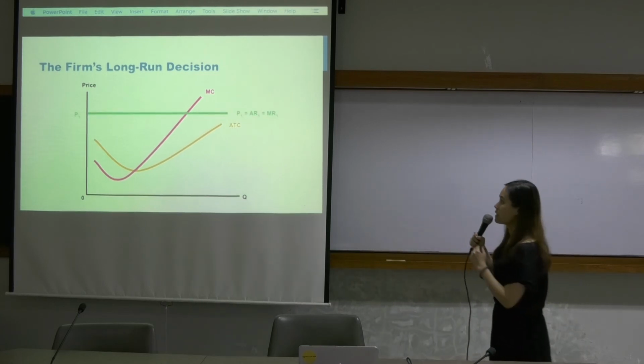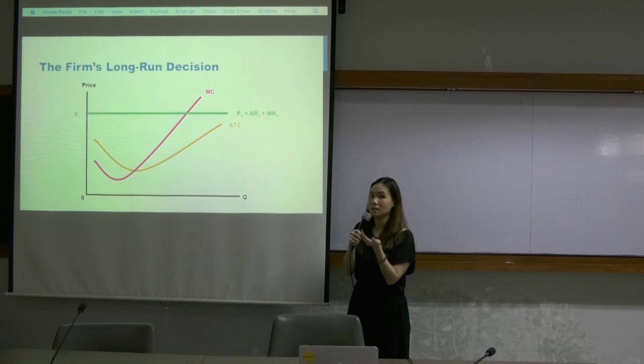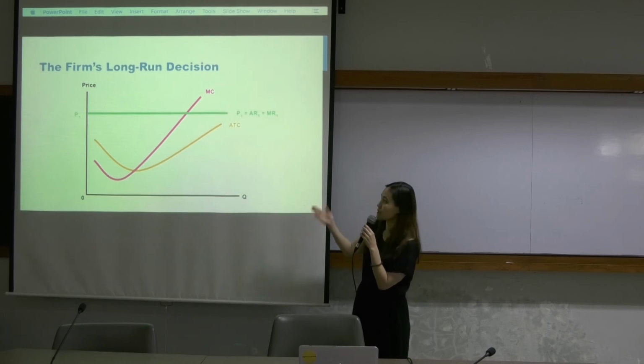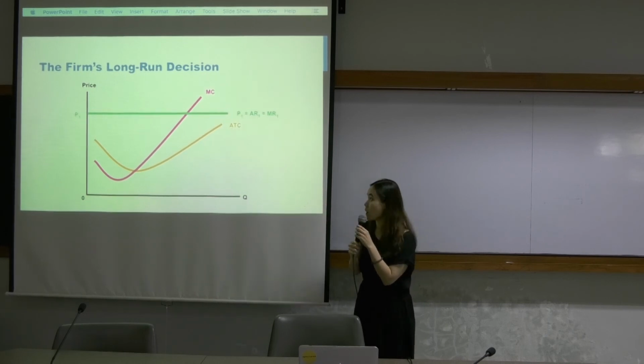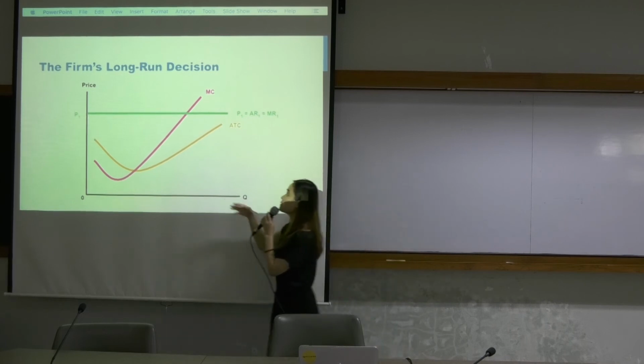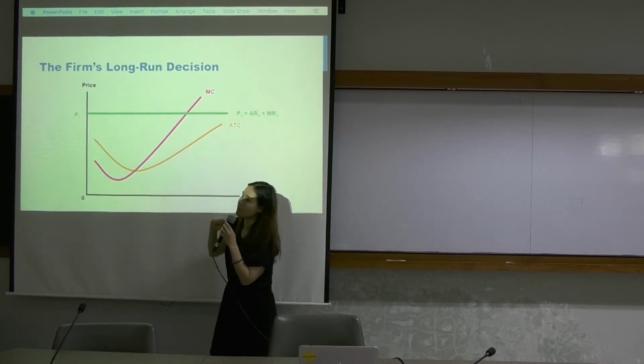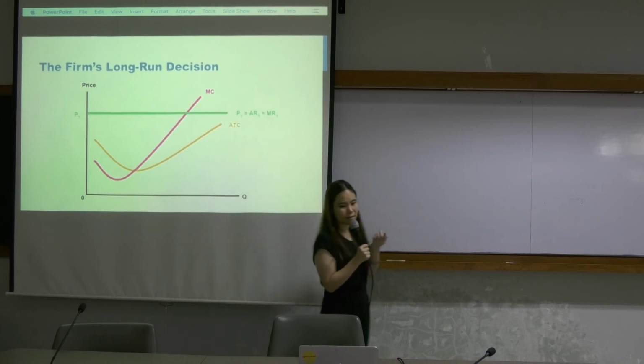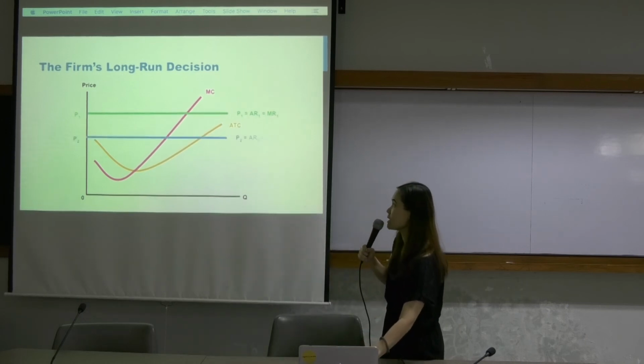So suppose that the market price in the long run is at P1, okay? So this is the firm's MR. Therefore, the firm would produce this much unit of output, okay? If the price changes, of course, the firm's output is always gonna change as well, okay?